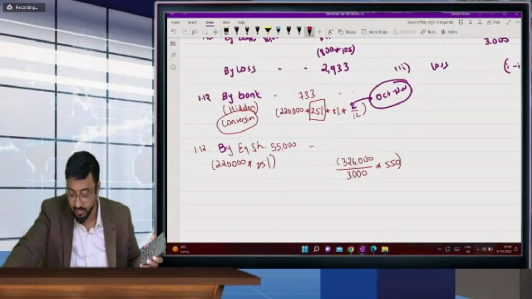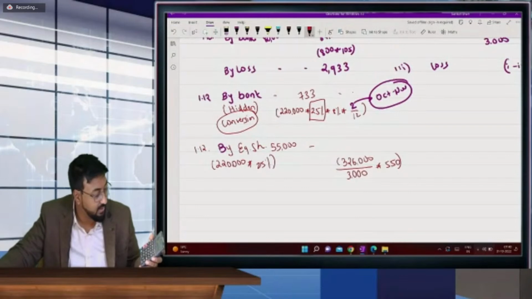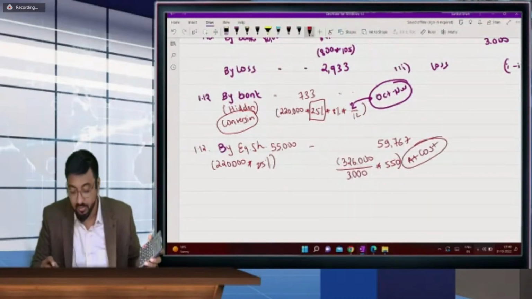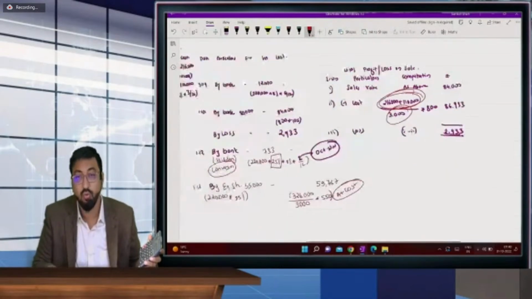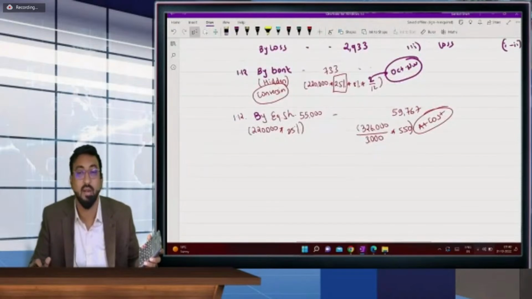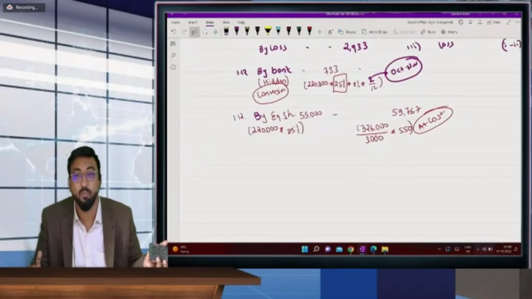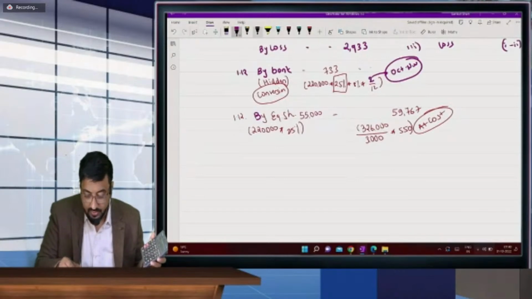So my answer is 59,767 at cost. See, 3,26,000 is my cost for 3,000. So for 55,000, how much? So my entry will be very easy. Equity shares come in and debentures go out at what price? At cost, interest excluded. Now you got this concept. Easy. Now 31st December.